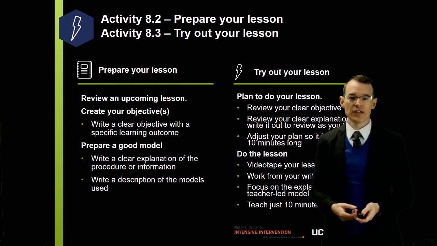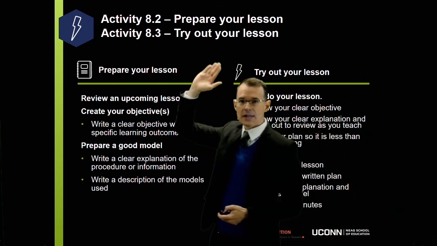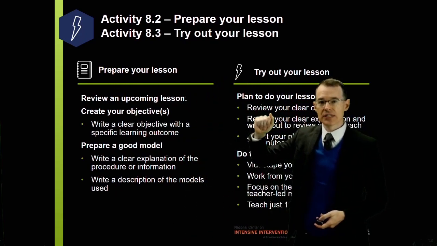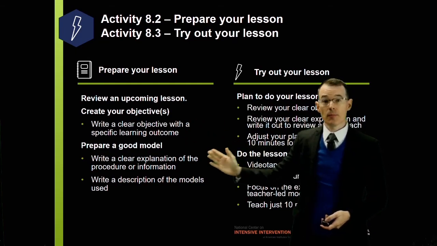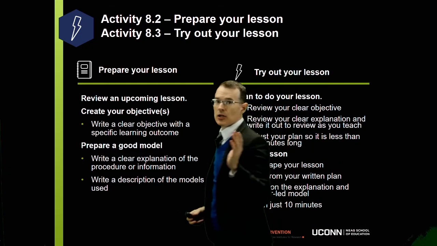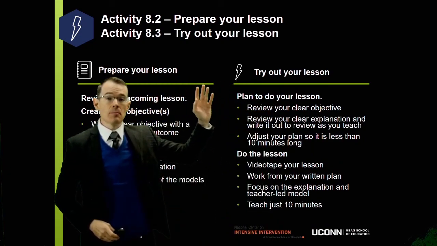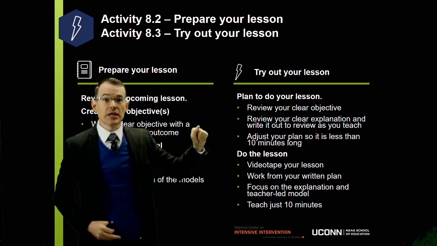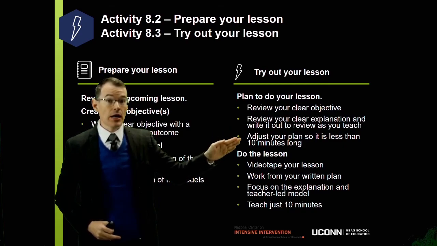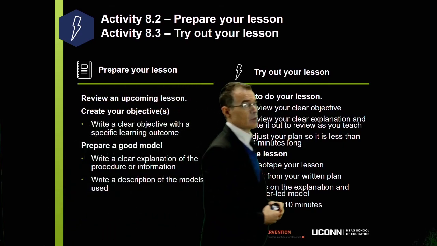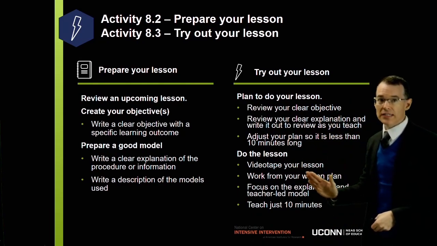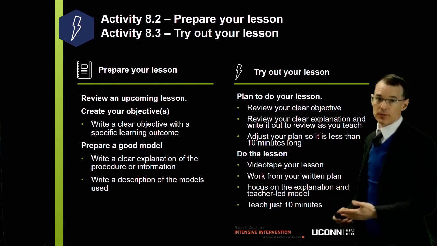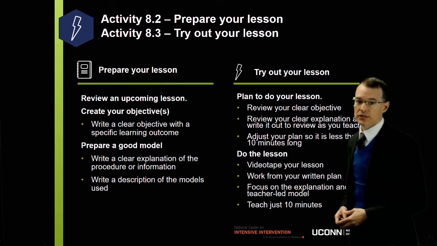And that gets us ready to finish out this module by preparing a lesson and trying it out. Just as you've done before, you're going to think about a lesson you're going to teach soon, write a clear objective, prepare a good model following these criteria, and then try it out. Review the objective, review your clear explanation that you've written out, and use it as you teach it. Adjust the plan to keep it less than 10 minutes so you can focus just on this piece. Then do the lesson by videotaping it, working from the plan you've written, and focusing on the modeling and explanation. Try to limit it to 10 minutes so you can focus on this part alone.